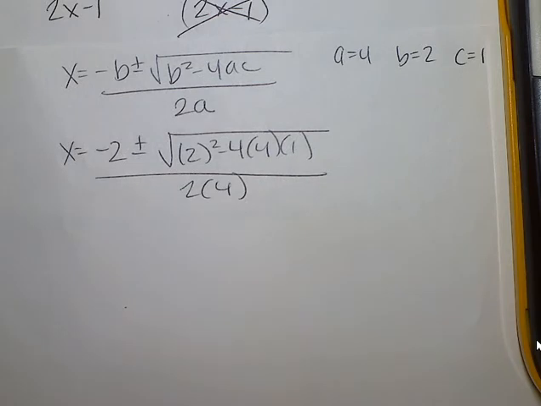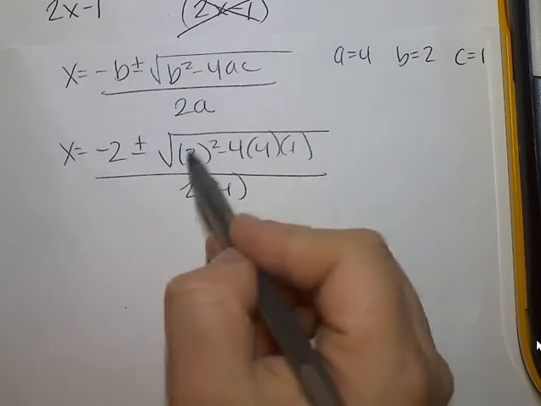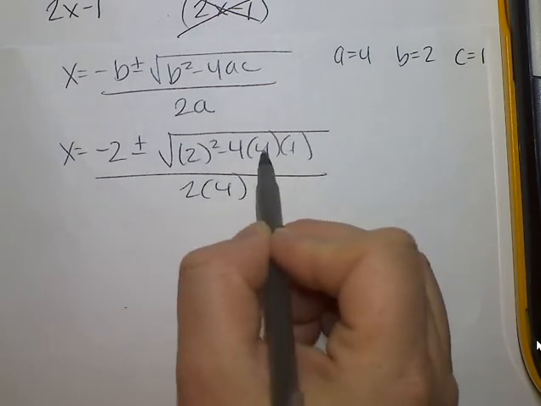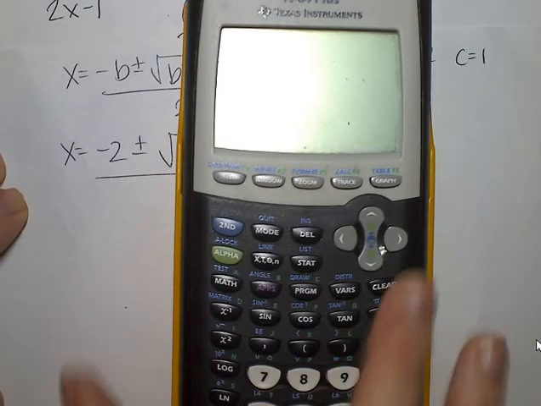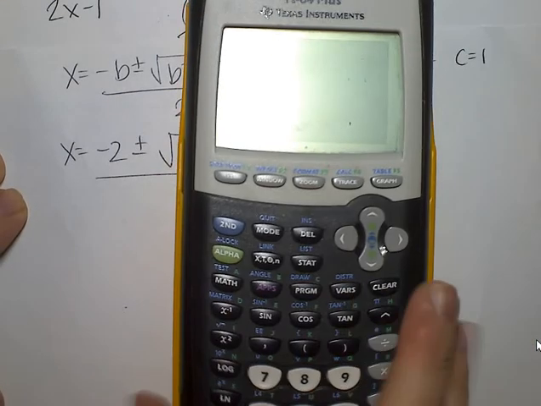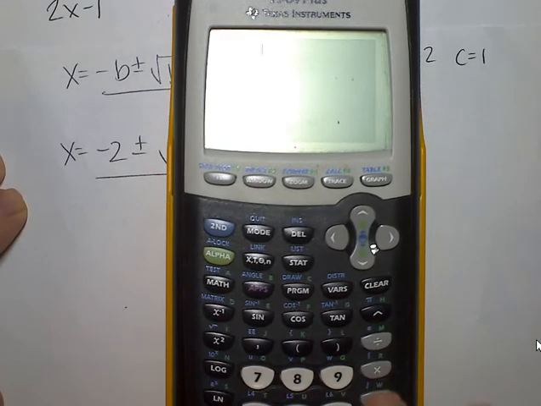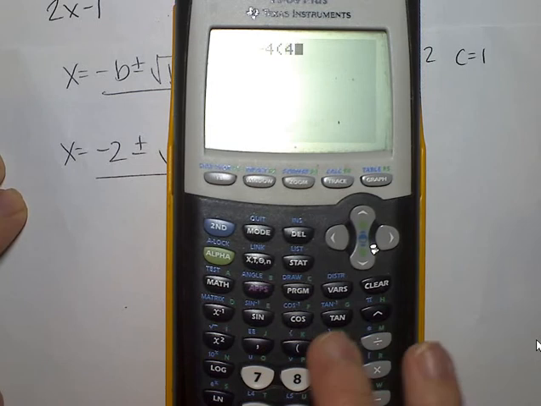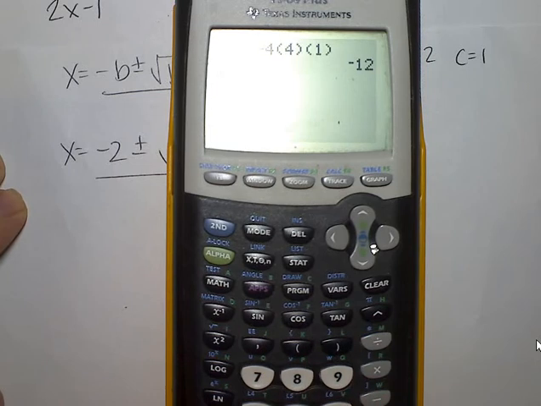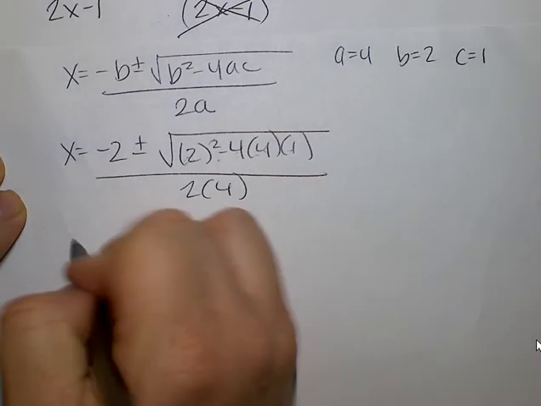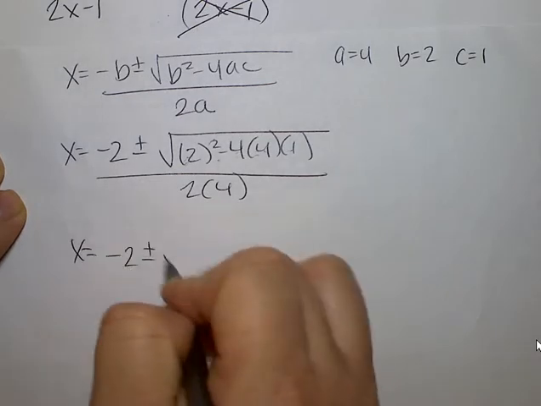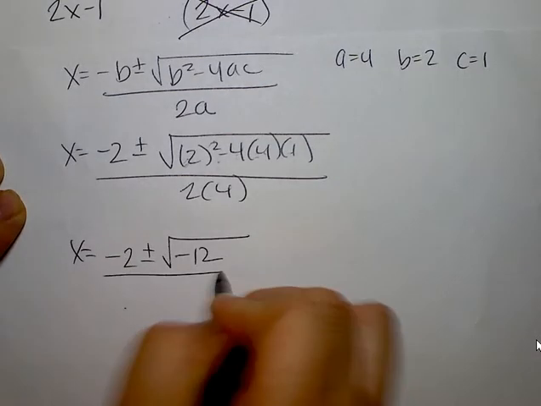Inside the radical, this is called the discriminant. 2 squared is 4. 4 times 4 is 16. So I really have 4 minus 16. If you're like, oh, I'm not as good with mental math, well, then plug it in. 2 squared, subtract 4 times 4 times 1, and you still get the answer of negative 12. So this is x equals negative 2 plus or minus the square root of negative 12 over 8.